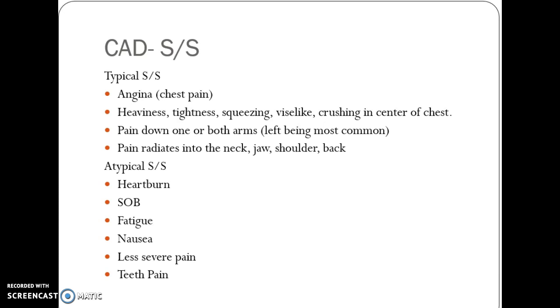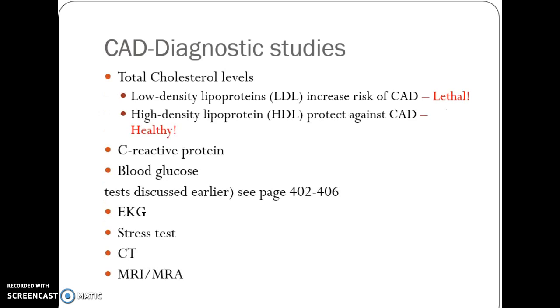Atypical angina is heartburn, shortness of breath, fatigue, some nausea, less severe pain. Sometimes the teeth hurt. Women tend to have atypical angina, and they also tend to ignore their symptoms. So women die from myocardial infarctions far more often than men do because they ignore them and wait too long to seek medical care.